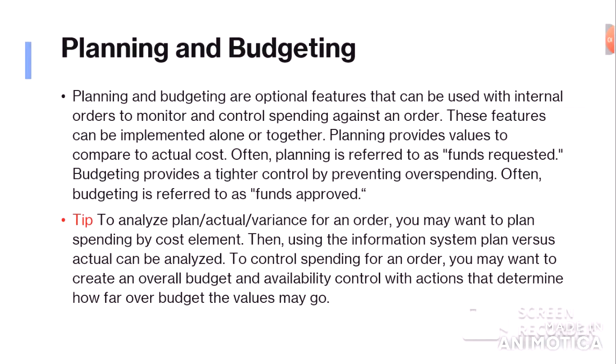To analyze plan, actual or variance for an order, you may want to plan spending by cost element. Then, using the information system, plan versus actual can be analyzed. To control spending for an order, you may want to create an overall budget and availability control with actions that determine how far over budget the values may go.